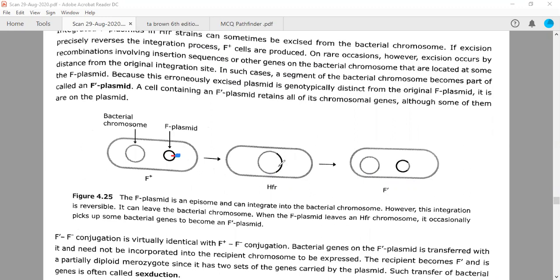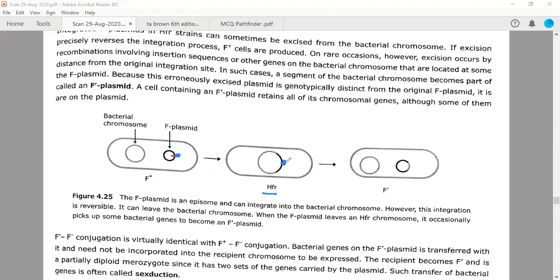So suppose it is integrated. So this is F positive cell, this is Hfr, because this plasmid is being integrated into the bacterial chromosome. But the things will not change. Suppose it is having oriT here, and here it will bind. So this enzyme is called relaxase enzyme, and it will still make a relaxosome complex.